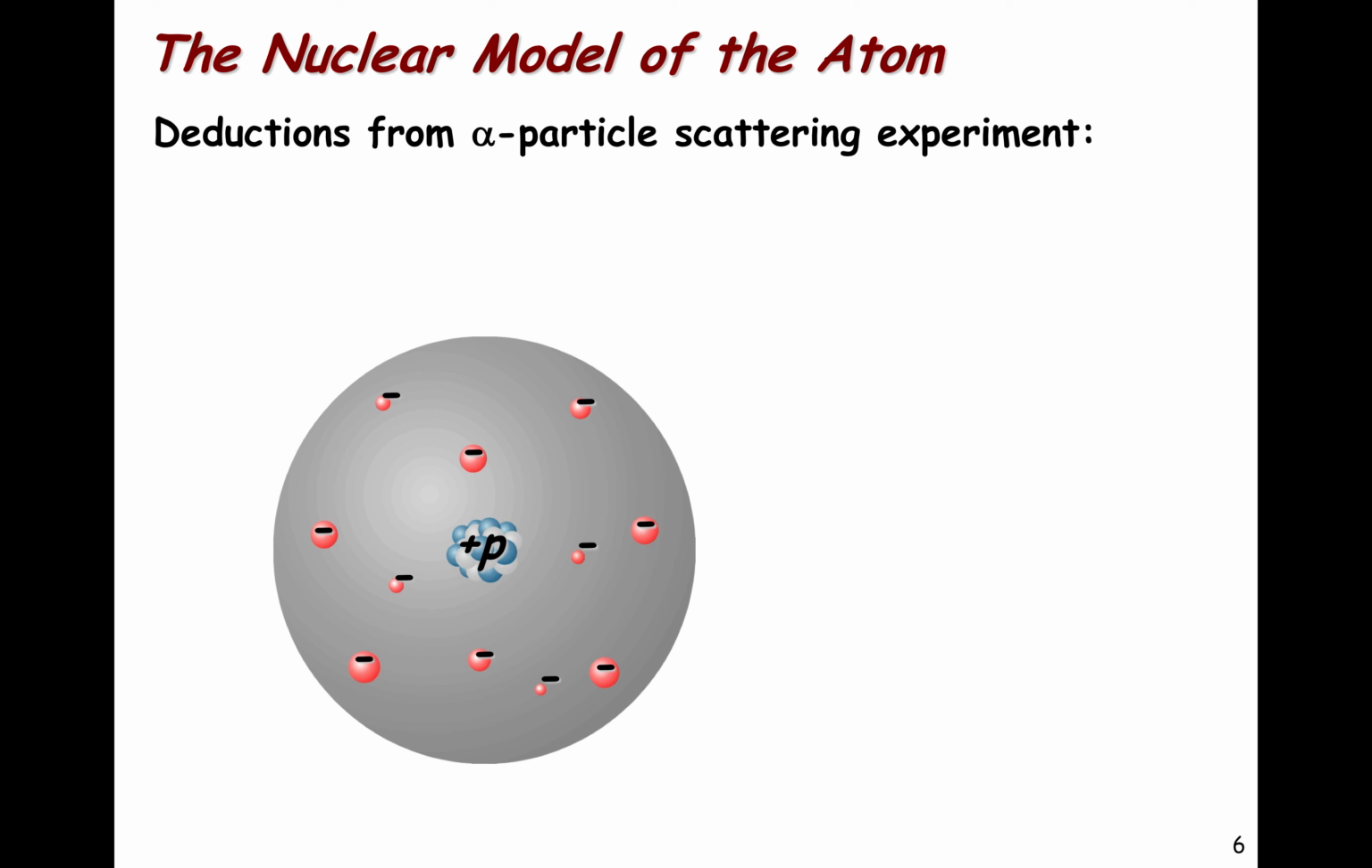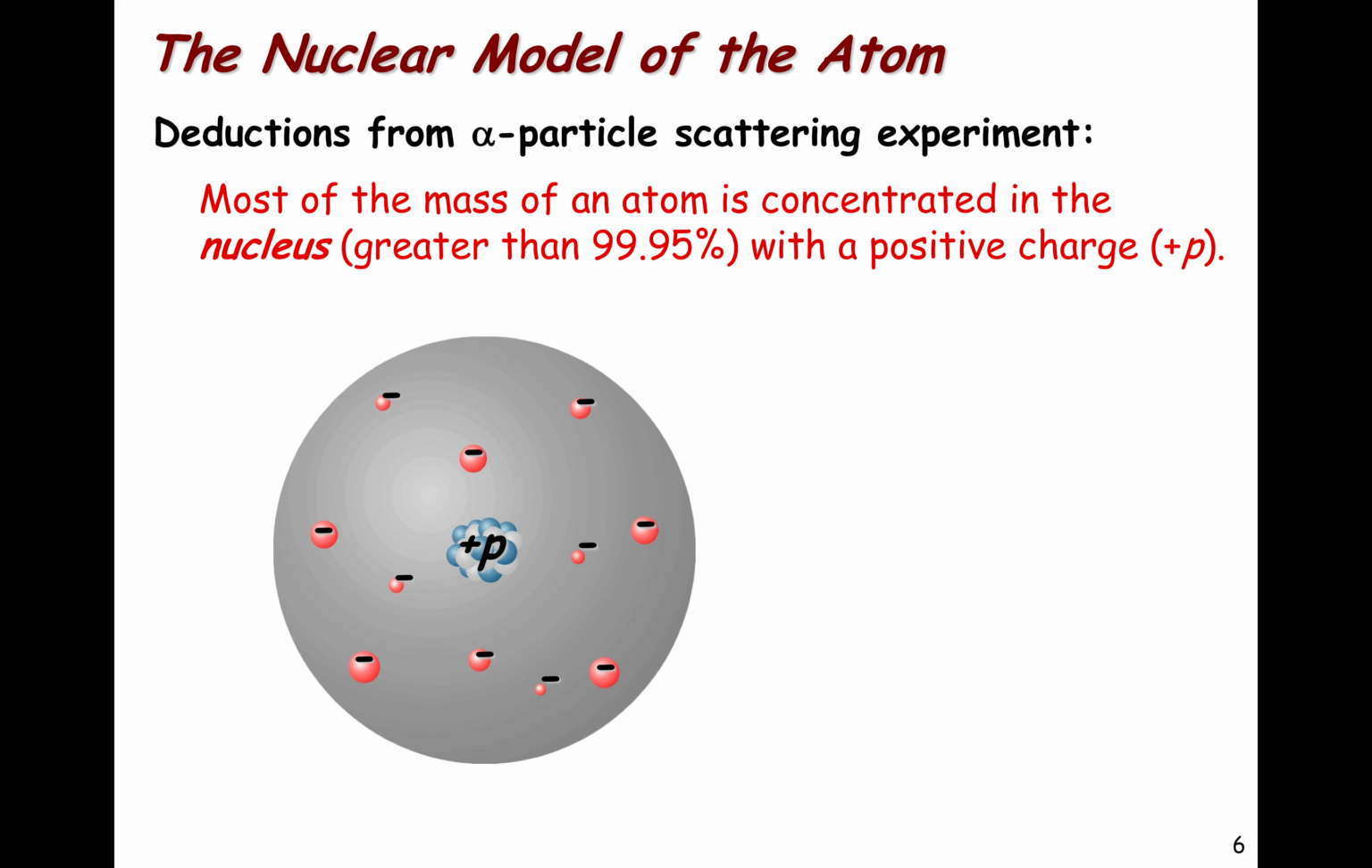The conclusions that could be made from the gold foil experiment is, number one, that the majority of the mass of the atom is located in the nucleus, and the nucleus must be positively charged. Since we knew that both protons and neutrons comprise the majority of the mass of the atom, it was concluded that these 2 particles were in the nucleus. We also knew that the protons were positively charged, so that was consistent with the nuclear charge.